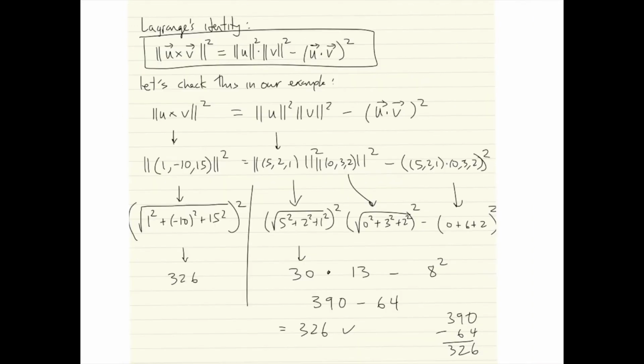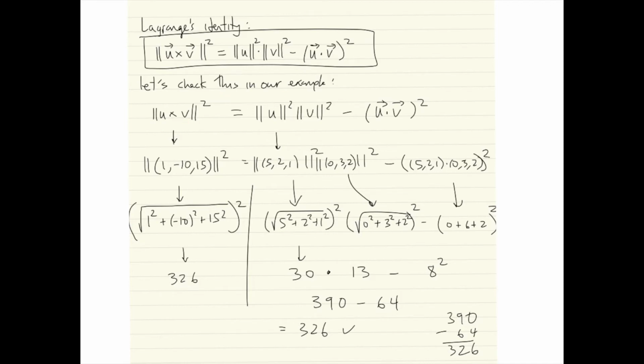It'll hold in general, not just for these specific values of u and v given above. There is something called Lagrange's identity, which expresses the norm of the cross product in terms of the norms of the two vectors and the size of the dot product. And you can prove this by just expanding out all the terms in coordinates. But let's just check this in our example.